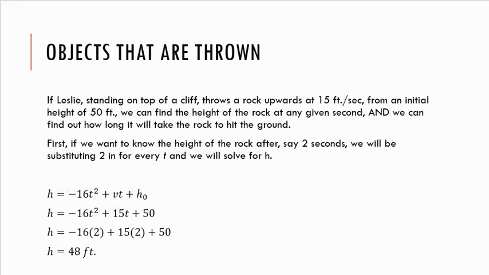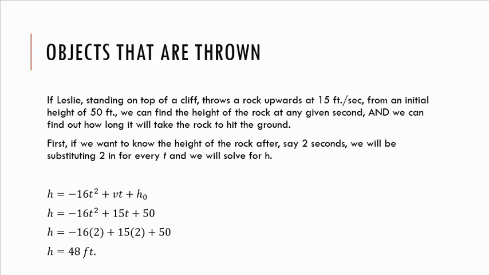Now, there are many different things that a problem could ask you. It could ask you for the height of an object at a certain time, and that's what this problem does. Let's look at it. Leslie, standing on top of a cliff, throws a rock upwards at 15 feet per second. When you see feet per second or meters per second, that's your clue. That's your initial velocity. She throws the rock upwards at 15 feet per second from an initial height of 50 feet. So it starts at 50 feet. Remember that.